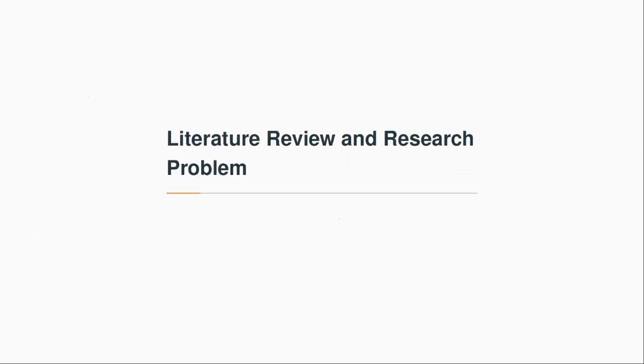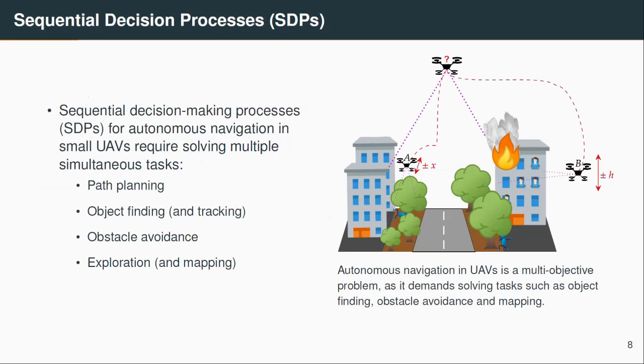Now I'm going to discuss the literature review and the research problem. Sequential decision-making processes for autonomous navigation in small UAVs normally require addressing different sorts of tasks at the same time. These tasks are path planning, object finding, obstacle avoidance, and exploration or mapping.